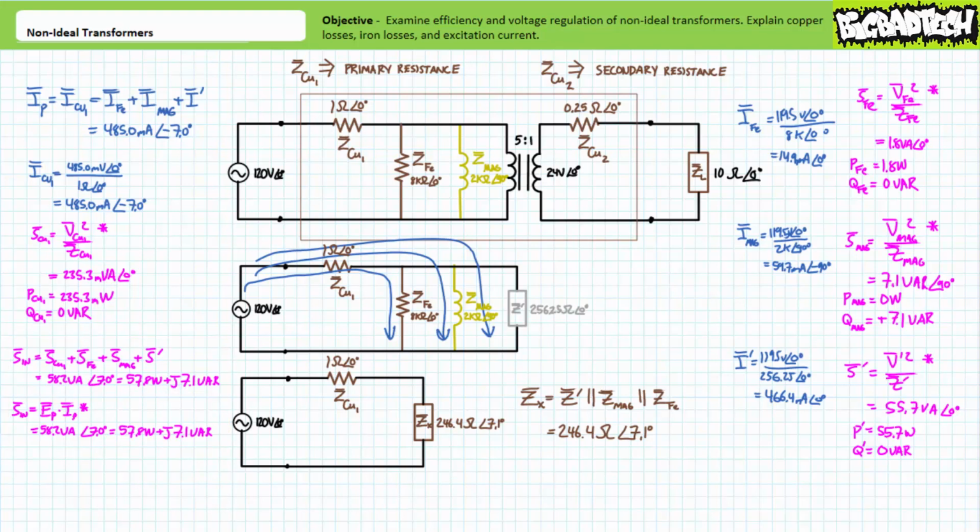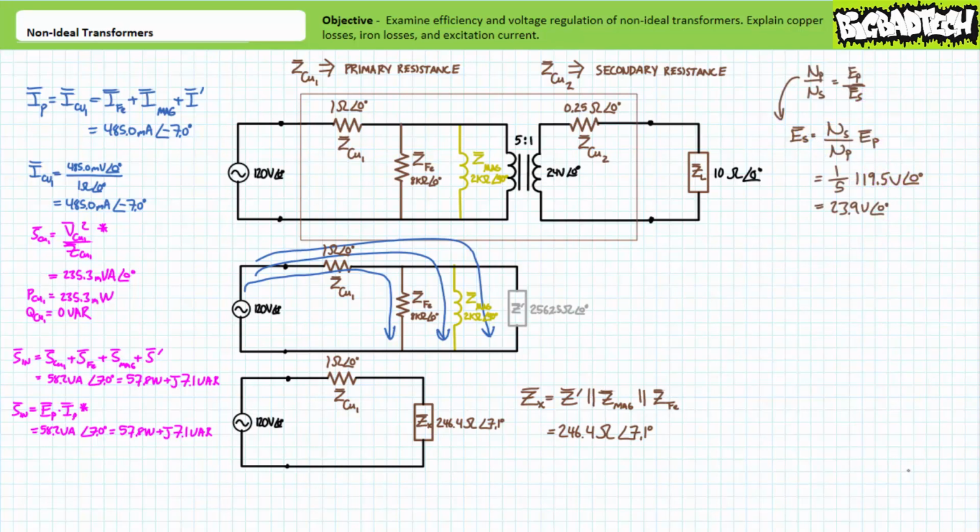Now I've got a good picture of the input, let's take a look at the output. Given the voltage applied to the primary winding, this is not the full 120 volts as previously, but rather only 119.5 volts. The directly proportional turns ratio relationship demonstrates that the secondary voltage will only be 23.9 volts. Using the voltage divider rule, it can be demonstrated that the 10 ohm resistive load will experience a voltage drop of approximately 23.3 volts at an angle of 0 degrees.